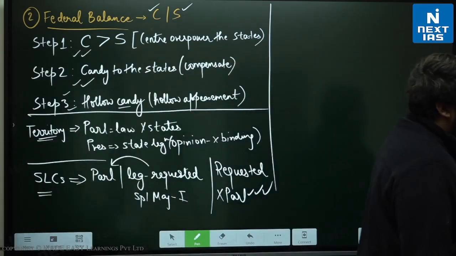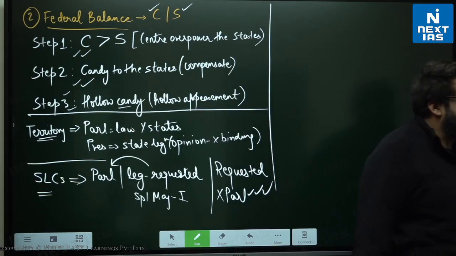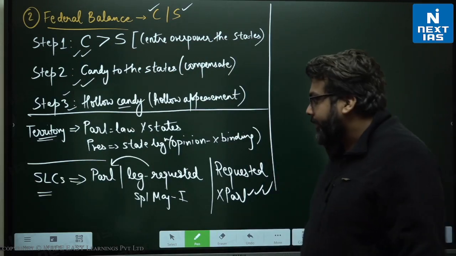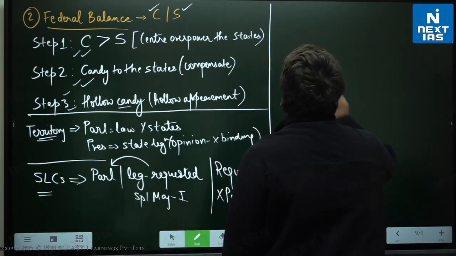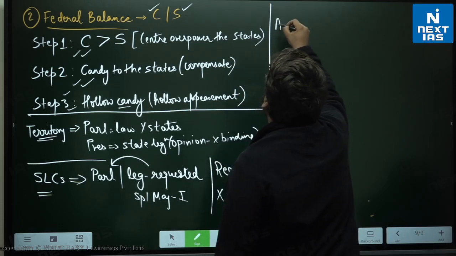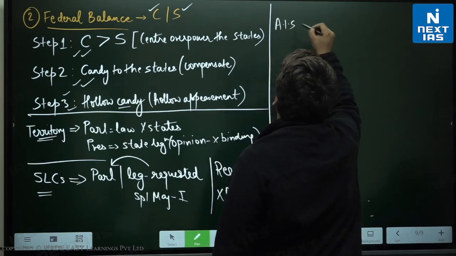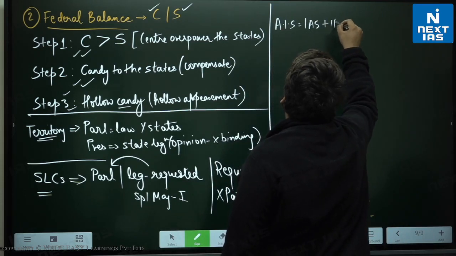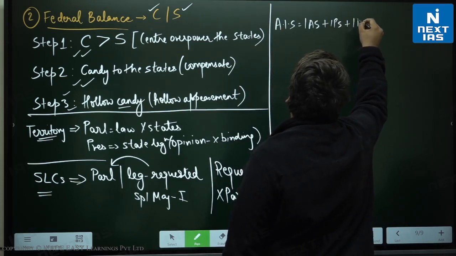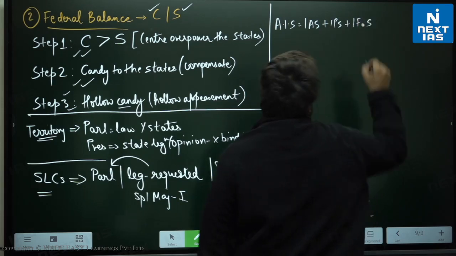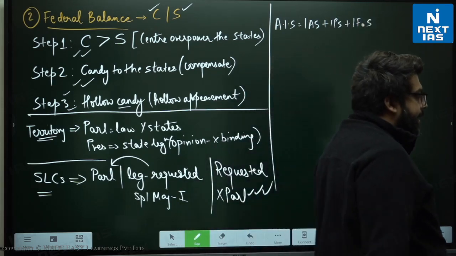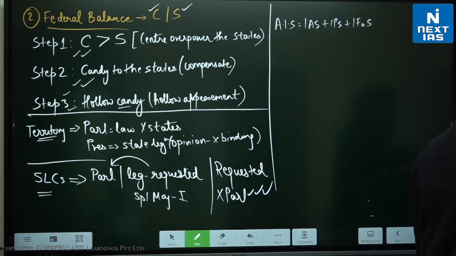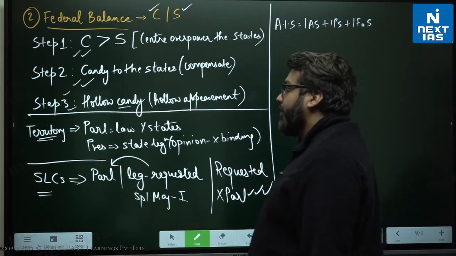These were simple examples. Now let us take complicated examples, right? Let us say we are talking about all India services. These include the IAS, the police services, and the Indian forest services. Okay? Forest services.